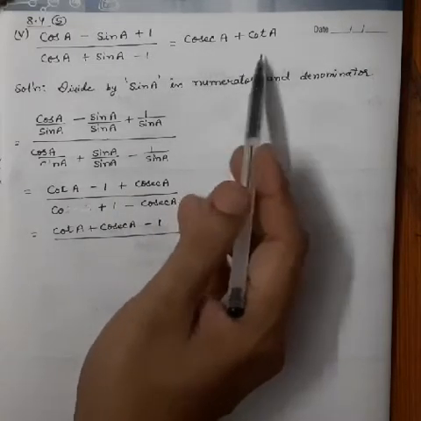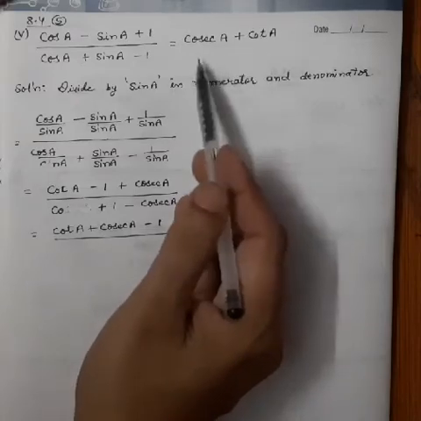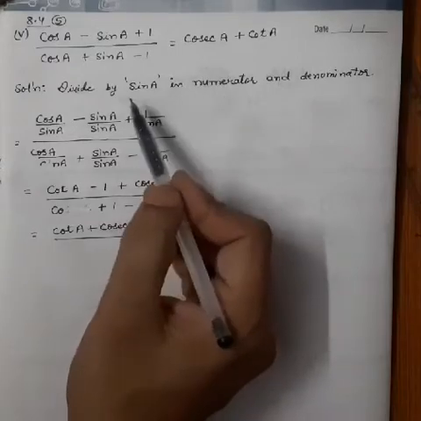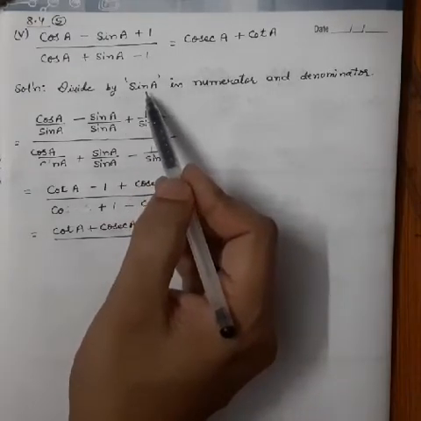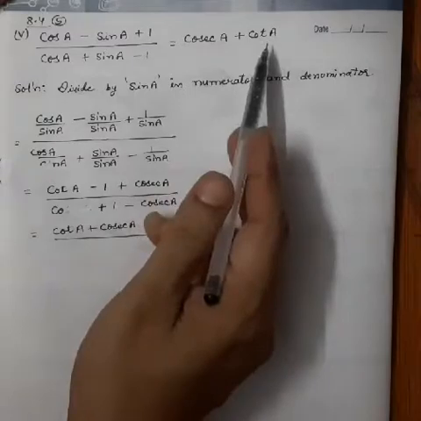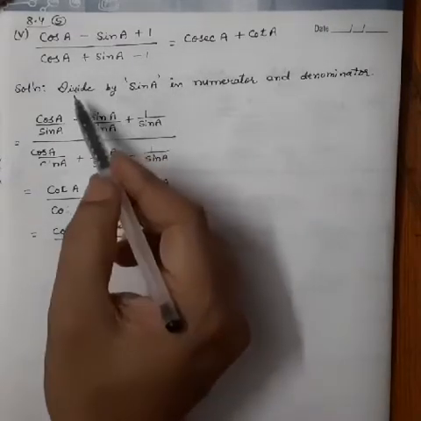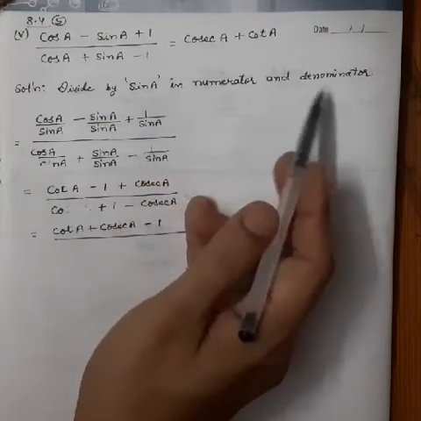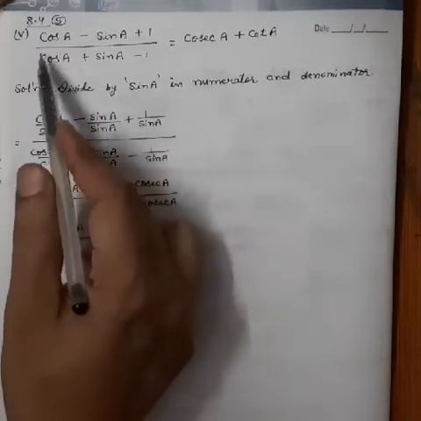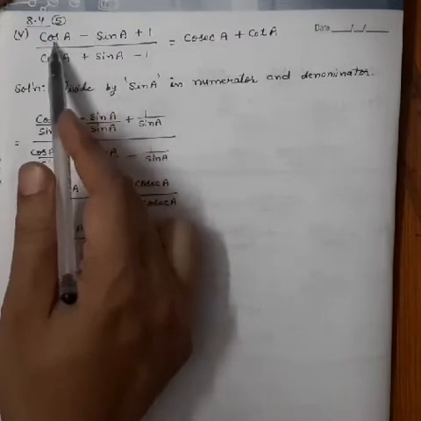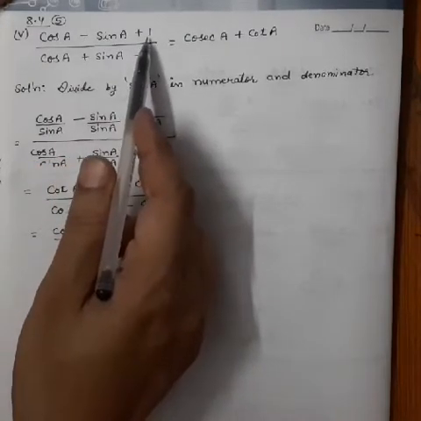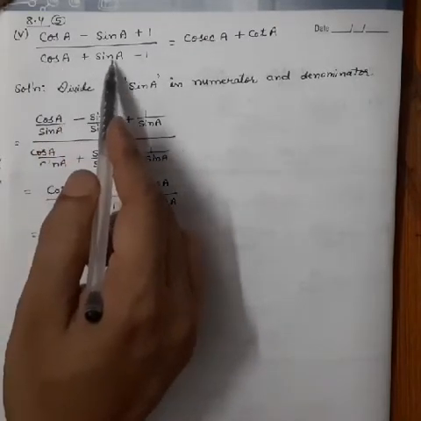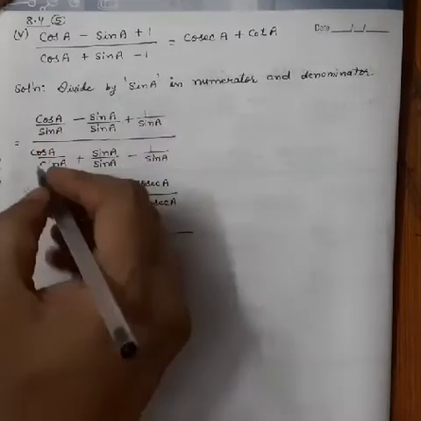So I am taking help from this denominator of RHS. Okay, so I am going to divide by sin a to convert the question in terms of cosec a and cot a. So here divide by sin a in numerator and denominator. If I divide in the numerator, so cos a upon sin a minus sin a upon sin a plus 1 upon sin a, divided by cos a upon sin a plus sin a upon sin a minus 1 upon sin a.